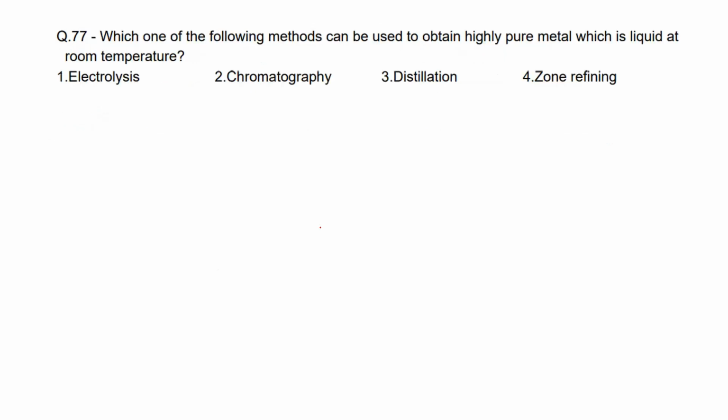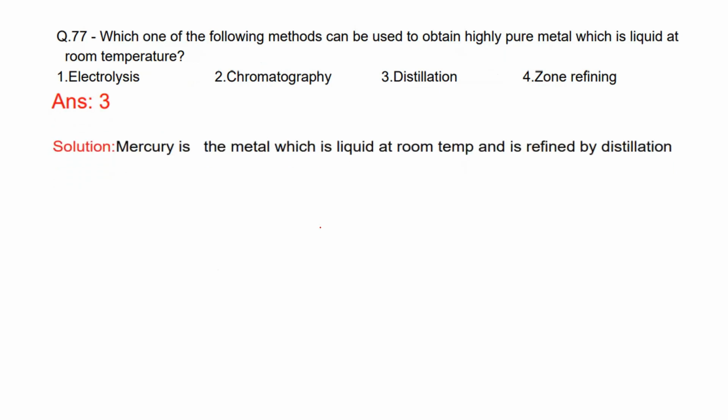Next, question number 77. Which one of the following methods can be used to obtain highly pure metal, which is liquid at room temperature? A liquid metal at room temperature is actually mercury. Mercury purification will be done using the distillation method. So the correct answer will be option 3. Question number 77, option 3 will be our right answer.